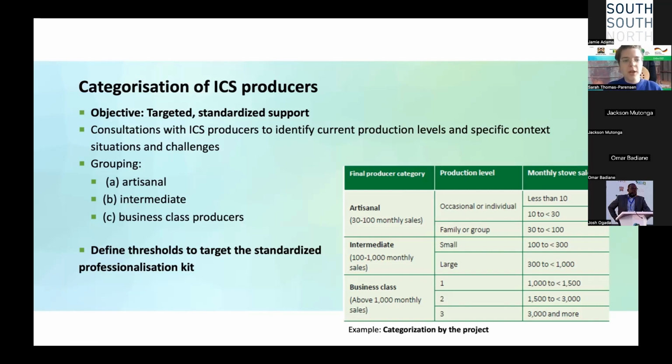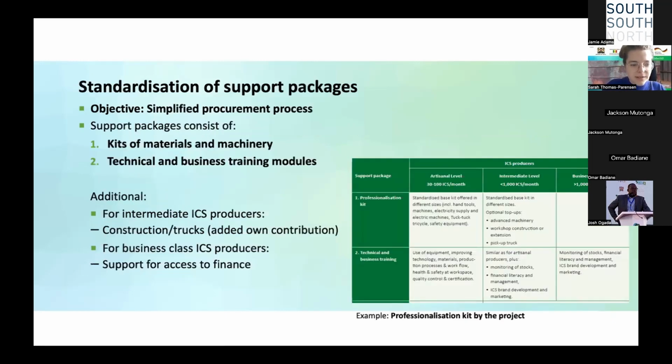And for that, it's really important to consult with the ICS producers, identify current production levels in the specific context and challenges. And then basically what we've done in the project is we group them, but you can also group them into three categories. So artisanal producers that produce 30 to 100 stoves a month, intermediate producers producing up to 1,000 a month, and business class producers. And with that, we've basically defined for each a threshold for how big the production is, to then look at these three groups and target the support based on their needs and based on the groupings that we did, to thereby provide more specific targeted support, but in a standardized manner. Then the second unique selling point is what I've already said, the standardization of support packages.